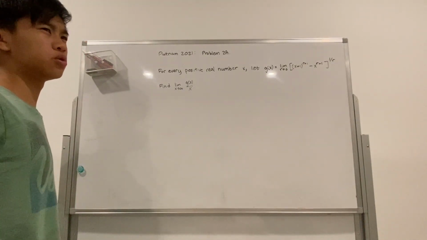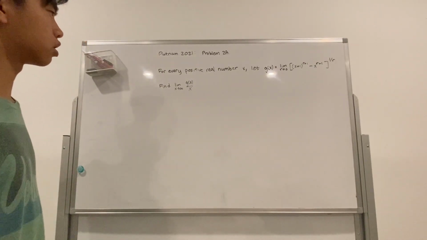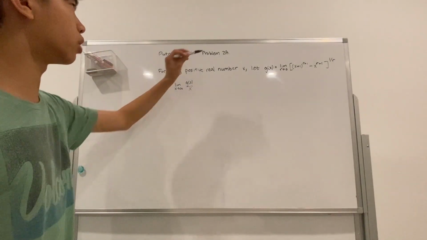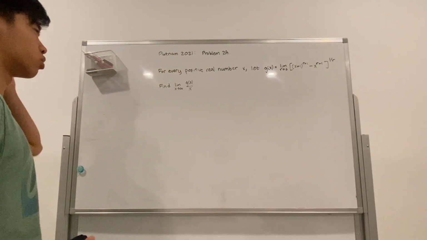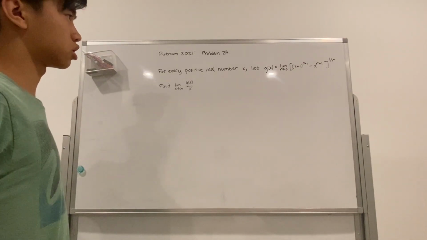Normally we would be doing stuff from the college undergrad curriculum, but today we're going to be doing competitive math. More specifically, we're going to be covering problem 2A on the Putnam's 2021 exam. So let's just get started.